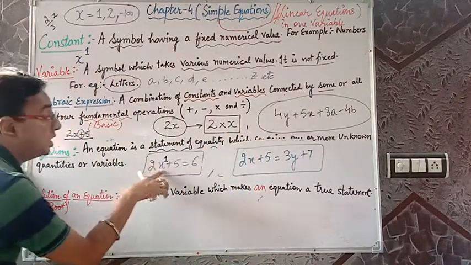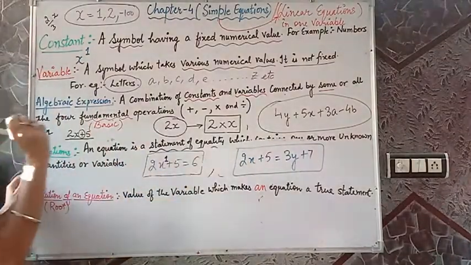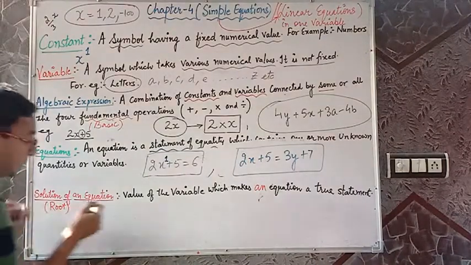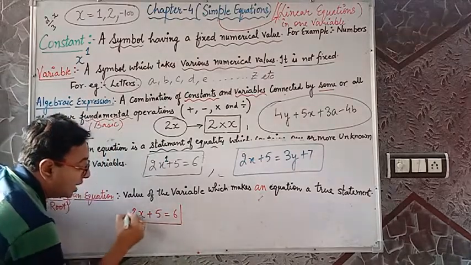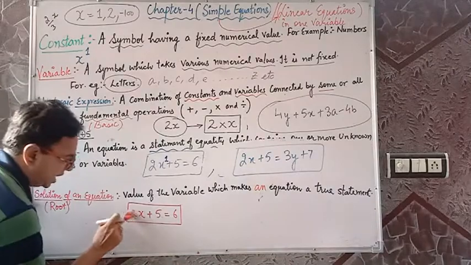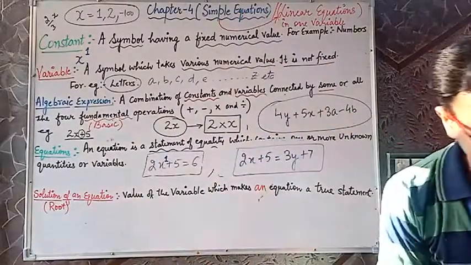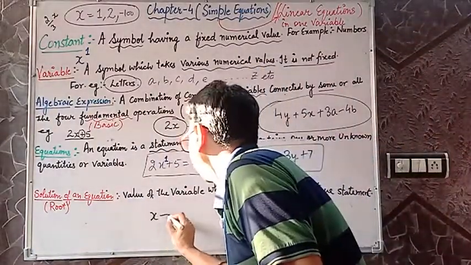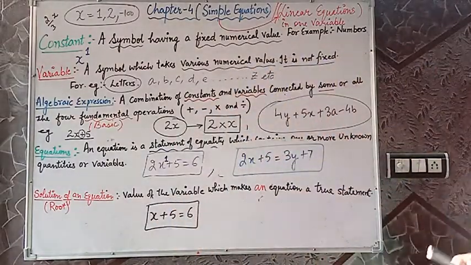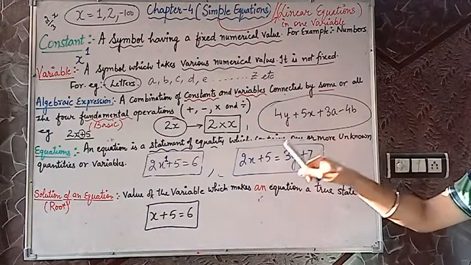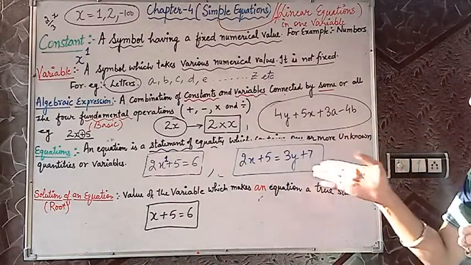That means what value of x must I put here so that LHS becomes equal to RHS? Let me take an easy one for you for understanding, because the solution of the other will become difficult. Linear equation, one variable, any doubt? Simple equation. Now, what value of x must I put so that LHS becomes equal to RHS?